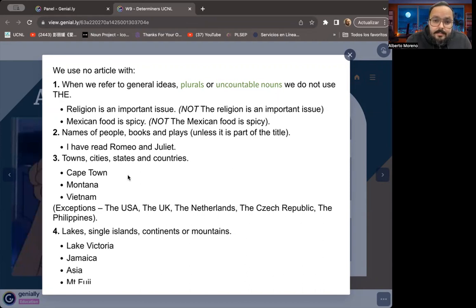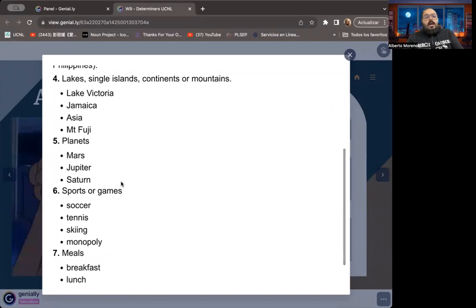Okay? Now, also with lakes, single islands, continents, or mountains. And be careful with this, mountains, not range of mountains. When we have a range of mountains, we use the article. But when we have a single mountain, there is no need to use the article. For example, Lake Victoria, Jamaica, Asia, Mount Fuji. Okay?